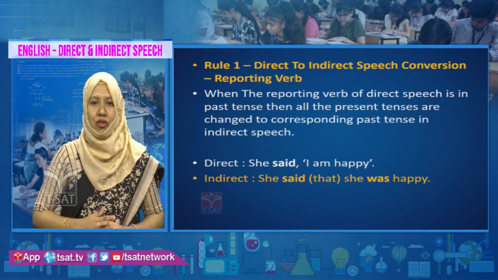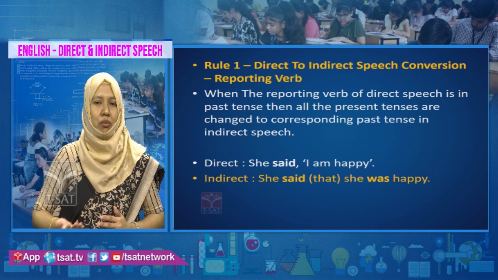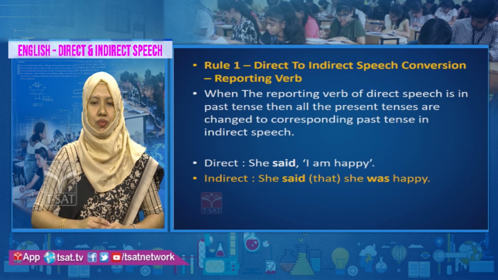Now, let us look at rule number 1. Direct to indirect speech conversion. First, the reporting verb changes. When the reporting verb of direct speech is in past tense, then all the present tenses are changed to corresponding past tense in indirect speech. Let us take the example of present tense.